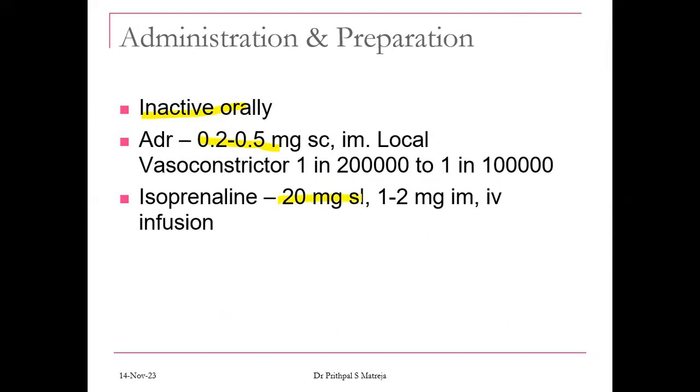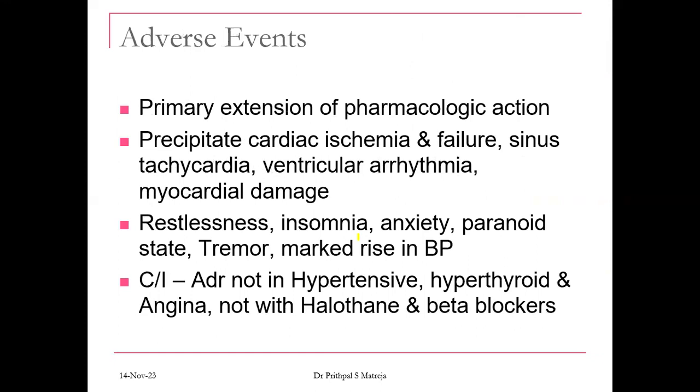Isoprenaline is given in the dose of 20 milligram sublingually, 1 to 2 milligram IM, IV, or infusion. The adverse events are basically an extension of the pharmacological action. It tends to precipitate cardiac ischemia and failure. It causes sinus tachycardia, ventricular arrhythmia, and myocardial damage. It also leads to restlessness, insomnia, anxiety, paranoid state, tremor, and marked rise in BP. So these drugs are contraindicated in hypertensive patients, in hyperthyroid patients, in angina, and they should not be combined in patients who are taking halothane and chloroform as well as beta blockers.